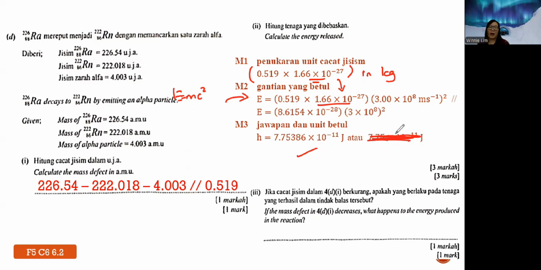I don't want you all to write 2 decimal places, it is a bit risky nowadays. So it is good that you really try to press the calculator. I try to see whether there is any mistake in the question first. So, 226.54 minus.